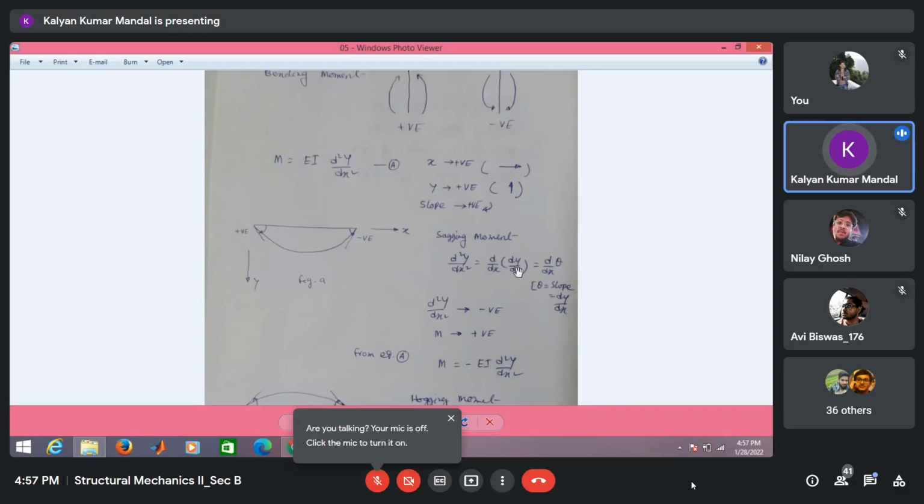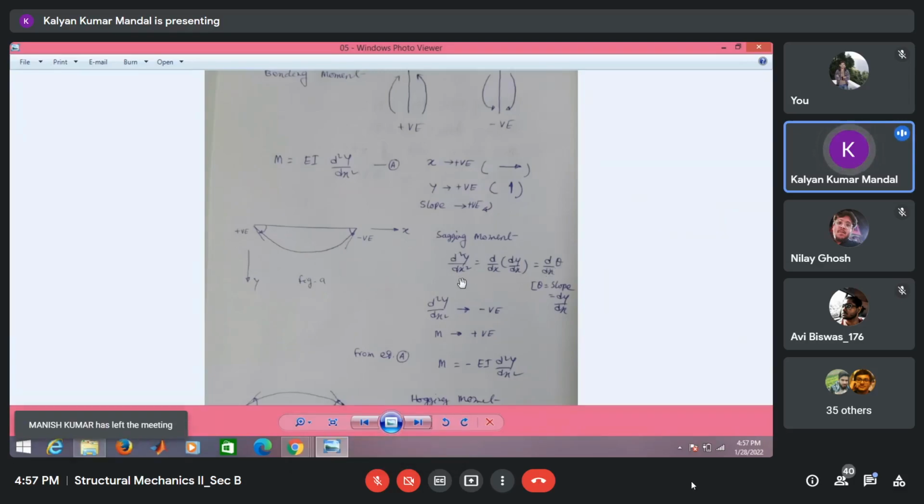dy/dx is nothing but the slope, that is theta, so d theta/dx is equal to d2y/dx2. What is d theta/dx? This is the change of the slope along the direction of the x-axis.